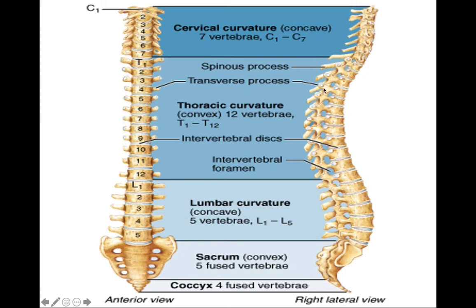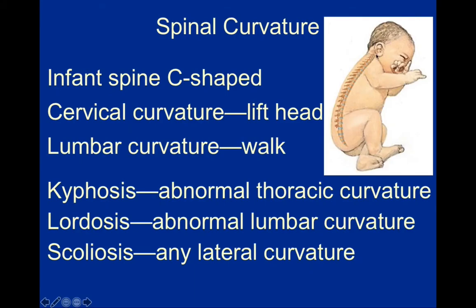These curvatures develop over time in the infant, and we're going to see that the cervical curvature and the lumbar curvature are what are referred to as secondary curvatures because they're going to form after birth. The cervical curvature in particular will form so that the baby can raise its head, and the lumbar curvature will form so that the baby can walk upright. Naturally, infants have a C-shaped spine, and there's not normally the cervical and thoracic curvatures as we see them in the adult. But as the baby continues to grow, the cervical curvature will form, and that gives the baby the ability to lift its head, while the lumbar curvature will form and give the baby the ability to walk upright.